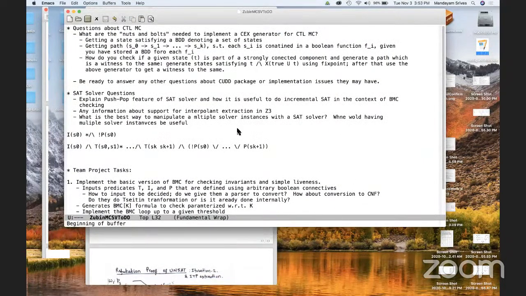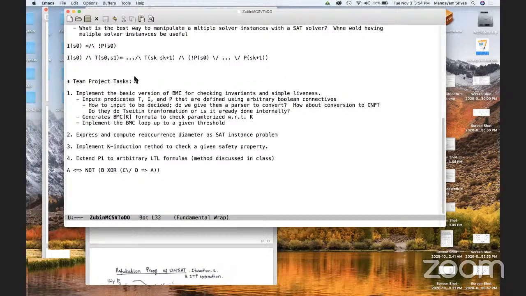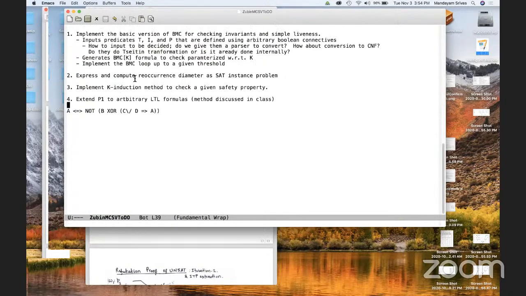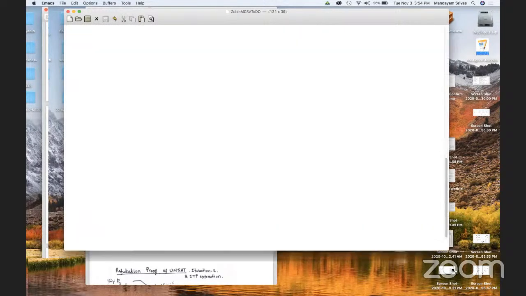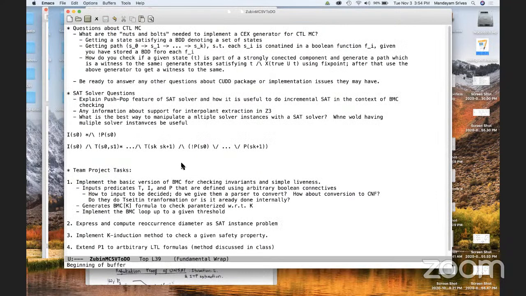So the rest of the class, I'm going to devote half an hour to answering questions you may have about CTL model checking, and then I will talk about the next project and about using a SAT solver, exploiting its incremental nature, which I want you to take advantage of in using the SAT solver for the second project. So what are your questions about the CTL model checker?